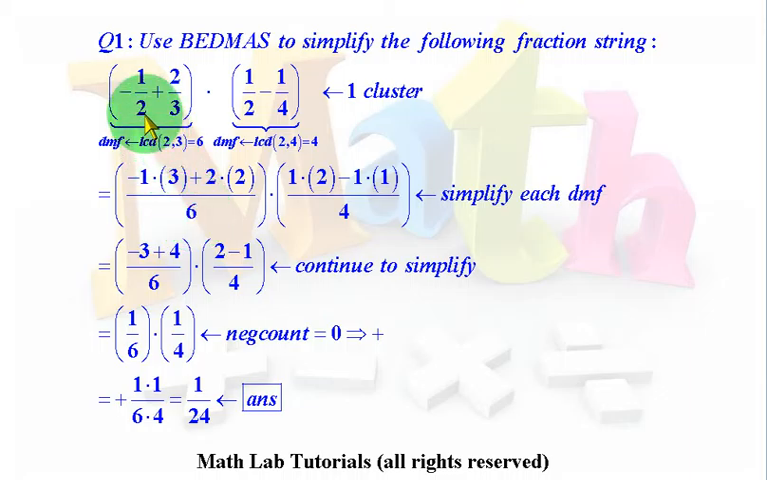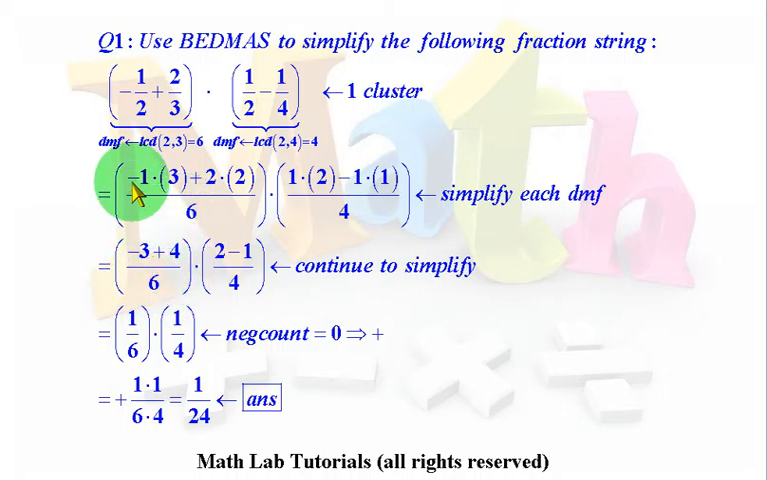6 divided by 2 is 3, drop it in. 6 divided by 3 is 2, drop it in. 4 divided by 2 is 2, drop it in. And 4 divided by 4 is 1, drop it in. And now the idea is to simplify the numerators for each term. So that's what we'll be doing in the next step.